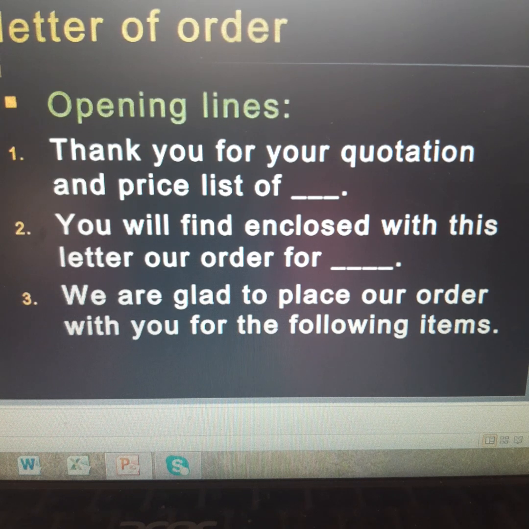So, you will find enclosed with this letter our order for whatever the order is. We are glad to place our order with you for the following items. Now, this line will be just above the tabular description of the items required. So, these are the 3 lines that you have to use while writing the letter. Is it clear? And all this will come under the content. Let's move on to the next slide, children.